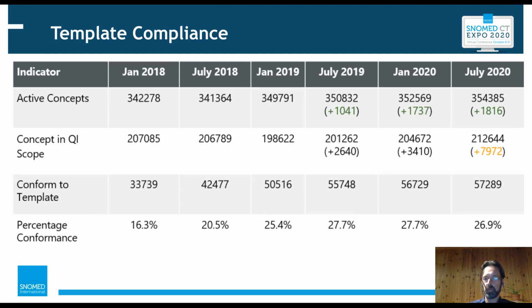The reason why those numbers start to look bad is that although we've added 1,800 new concepts into SNOMED, 7,900 concepts have become in scope as far as the QI project is concerned, and the percentage goes down. Now, we're pretty sure they're not moving between hierarchies, so it must be because they've been given attributes where no attributes were previously specified. This is one of the criteria for being in scope for the QI project, that there must be some sort of model present.